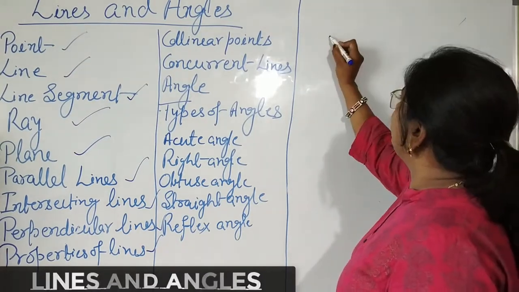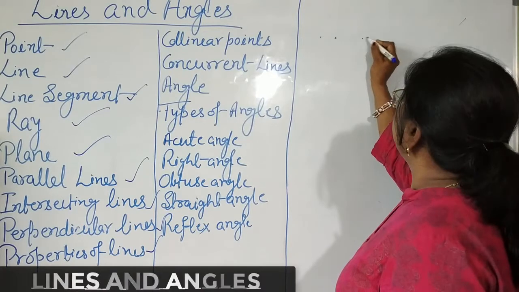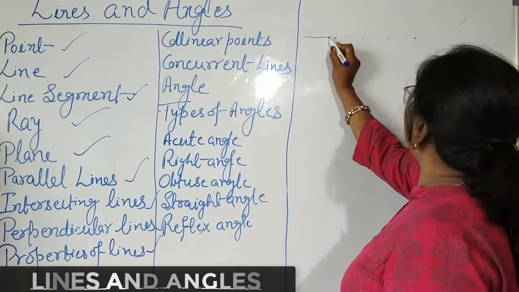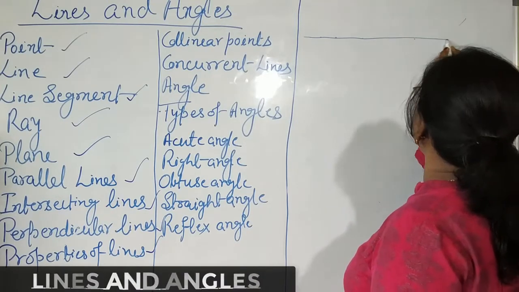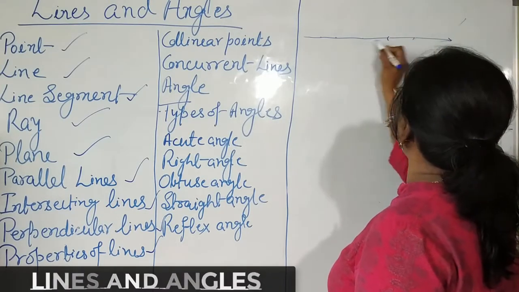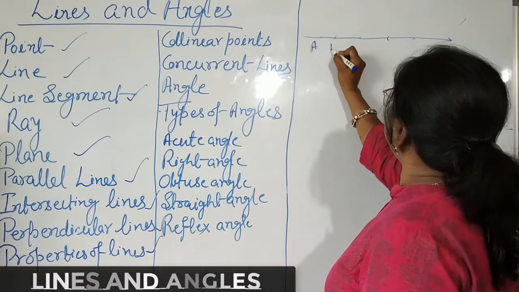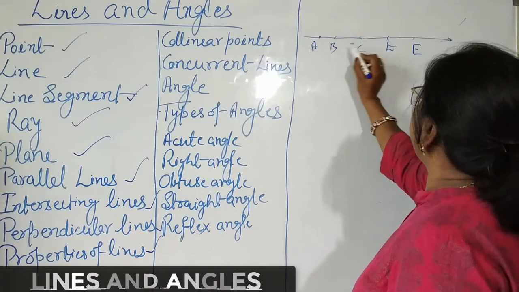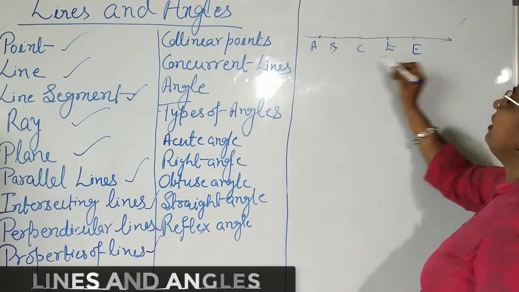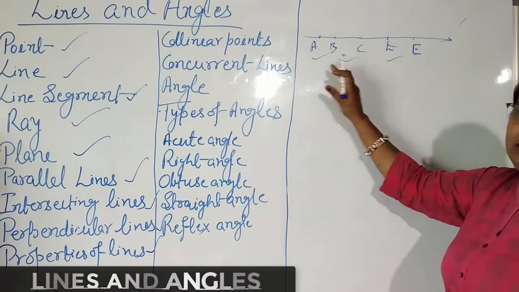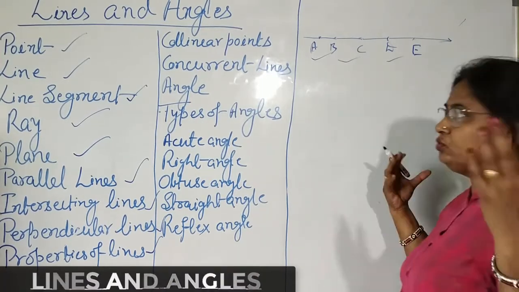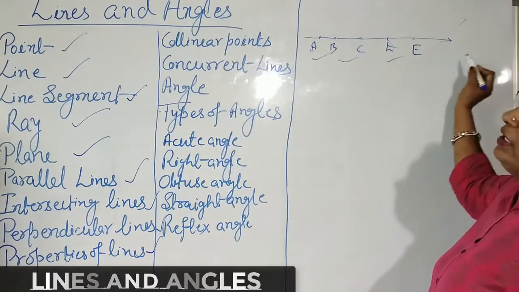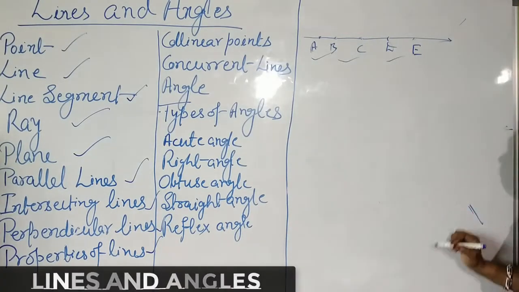Next, collinear points. Two or more points are collinear if all the points lie on the same straight line. If all points A, B, C, D, E lie on the same straight line, they are called collinear points.